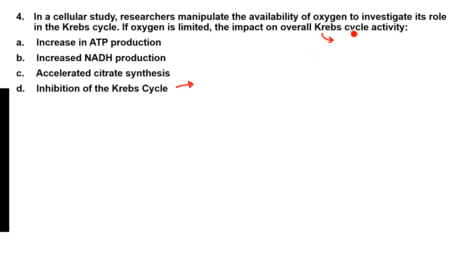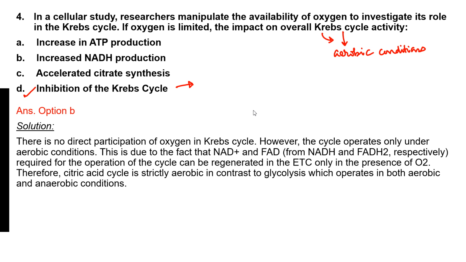Okay, so just now we saw that this Krebs cycle can only take place in aerobic condition, right? It was only taking place in aerobic condition because these reducing equivalents that are produced are oxidized, and the NAD plus which is generated is again used in this Krebs cycle. So option number D is correct. It will lead to inhibition of the Krebs cycle.